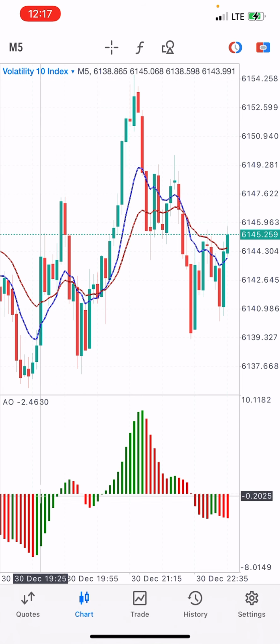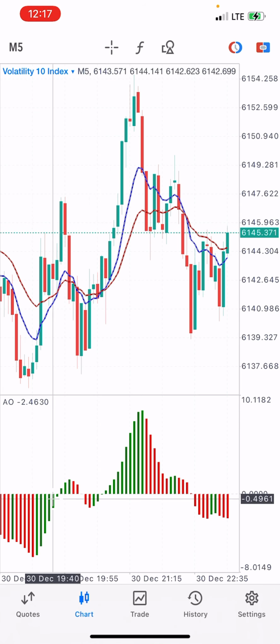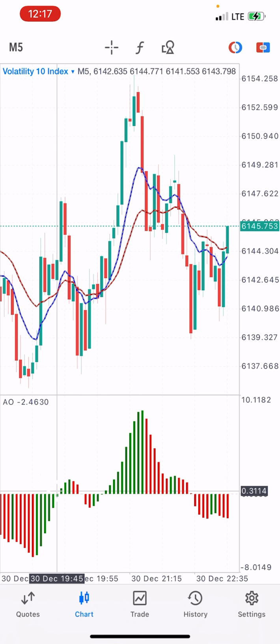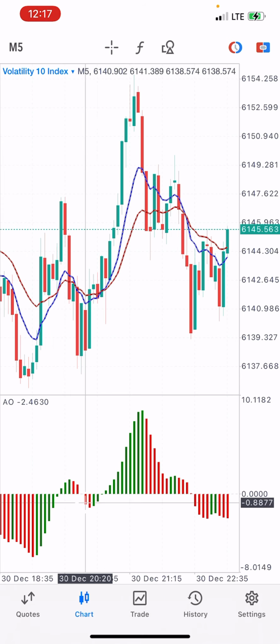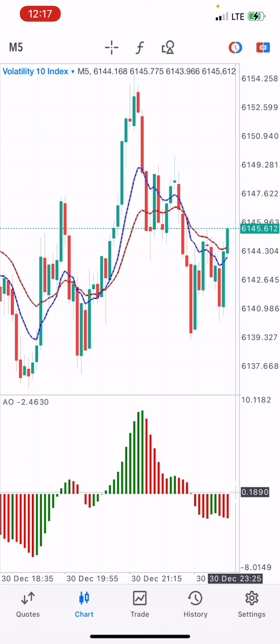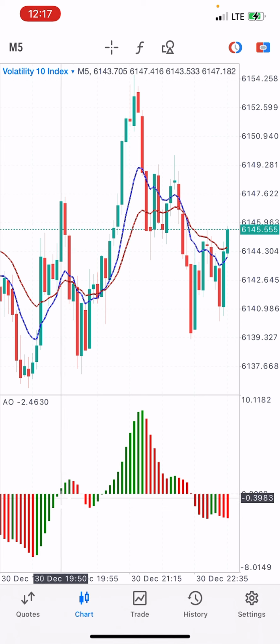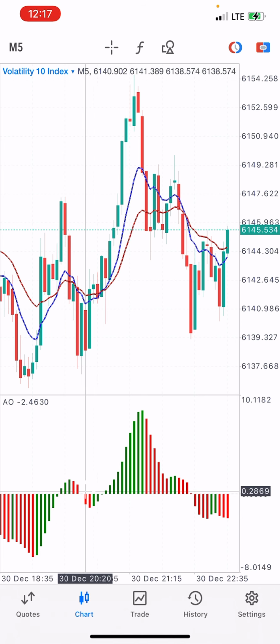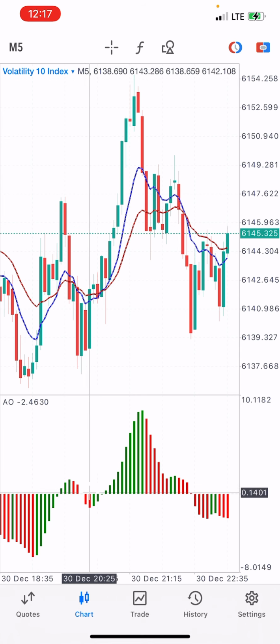Then the second condition is to watch out for the awesome oscillator moving above or below the zero level. That is the second condition.